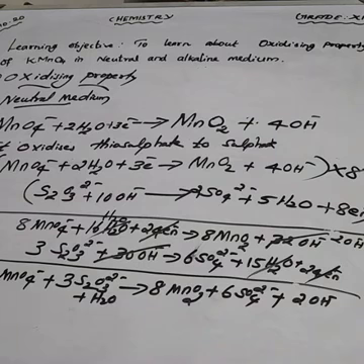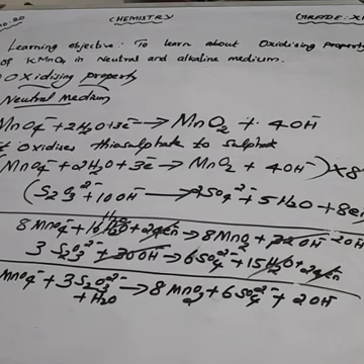Next, we should find out which one is the oxidation and which one is the reduction. The element whose oxidation number increases is called oxidation, and the one whose number decreases is called reduction.